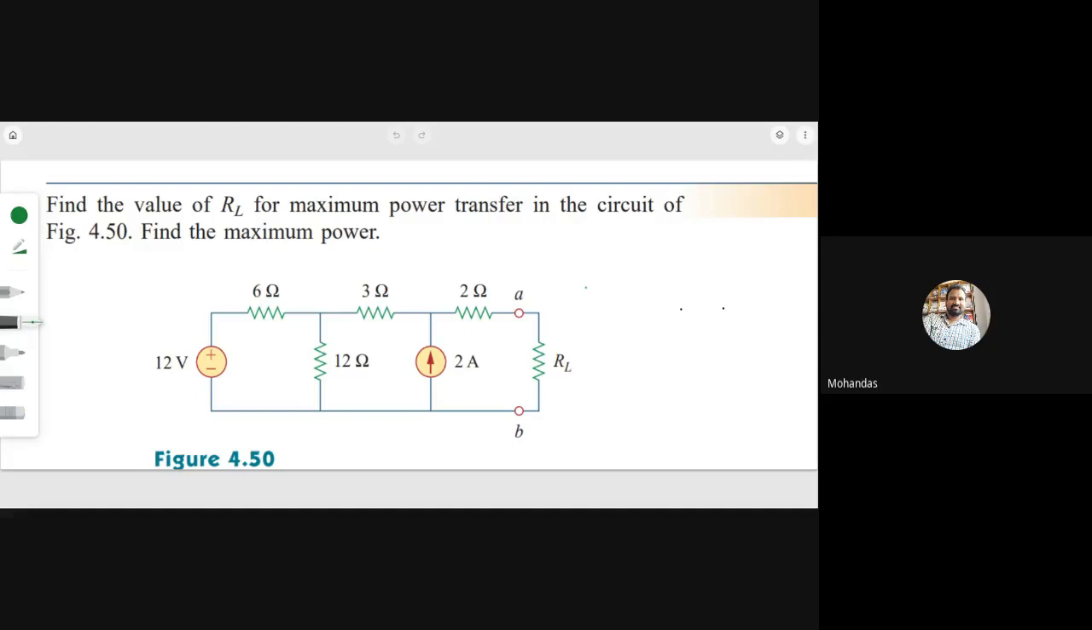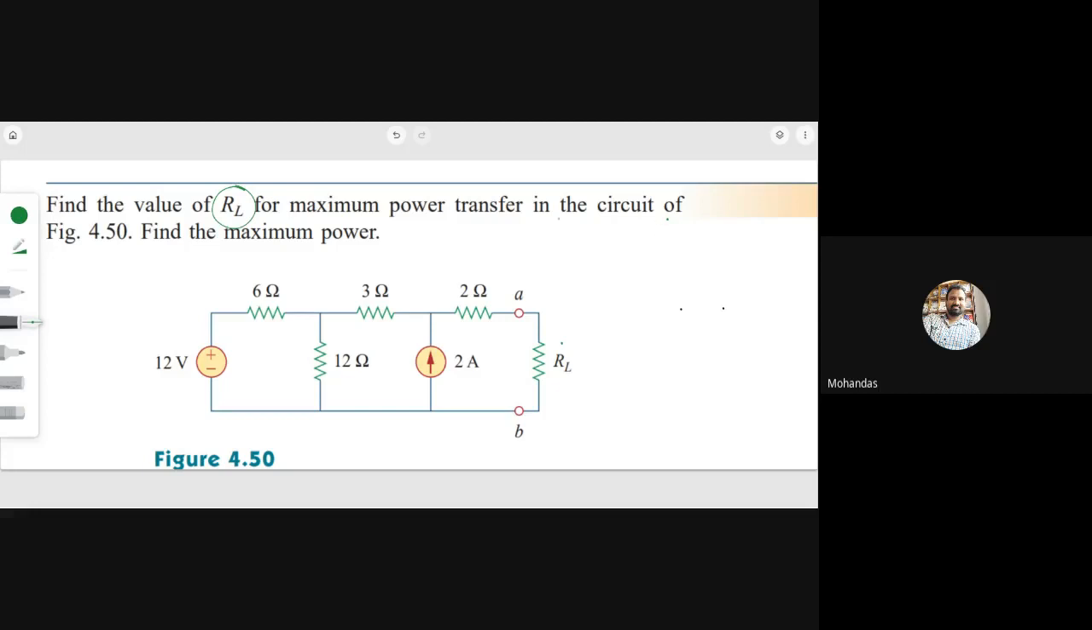Find the value of RL here. Find the value of RL for maximum power transfer in the circuit, and find the maximum power also. Okay. So we have already derived the two conditions.